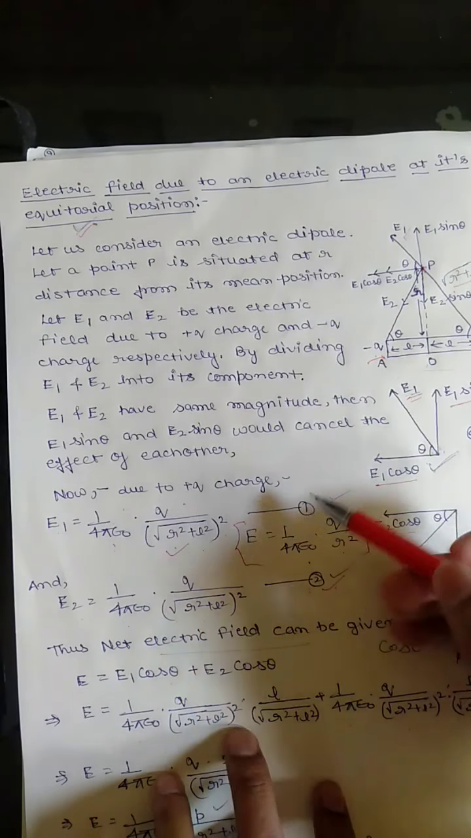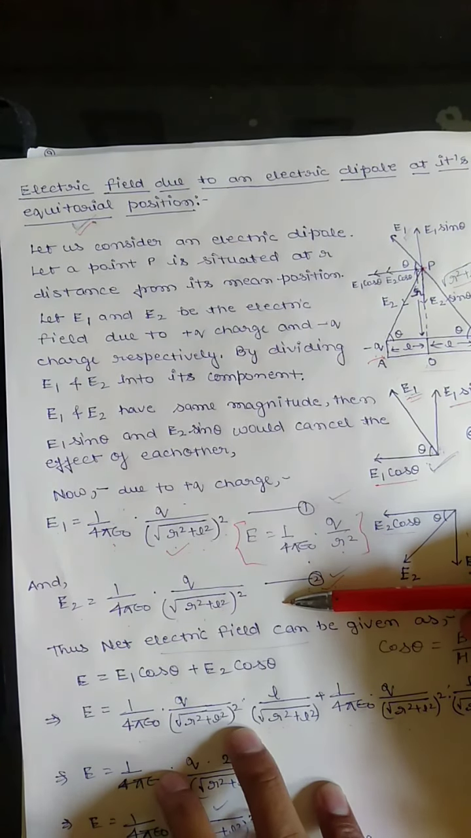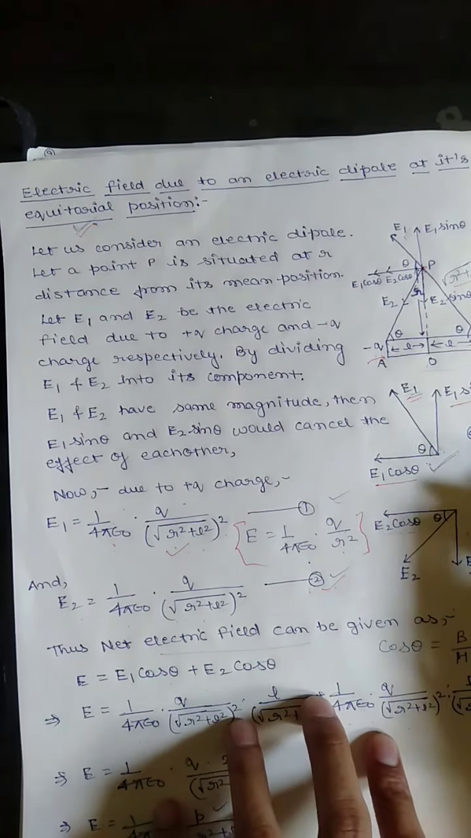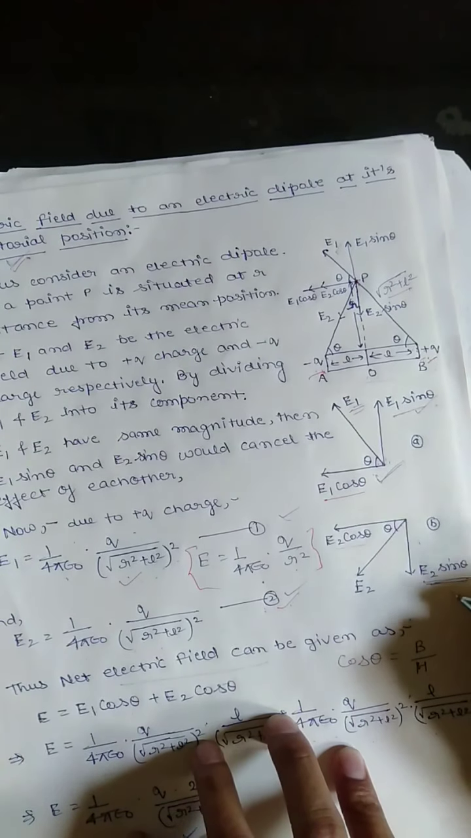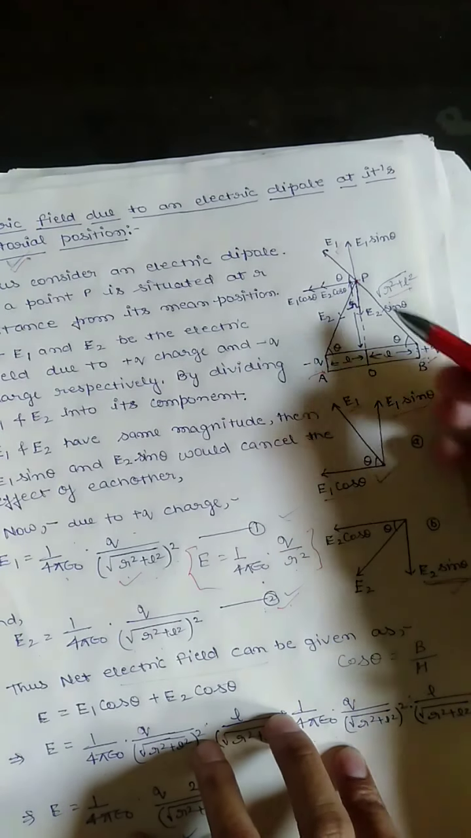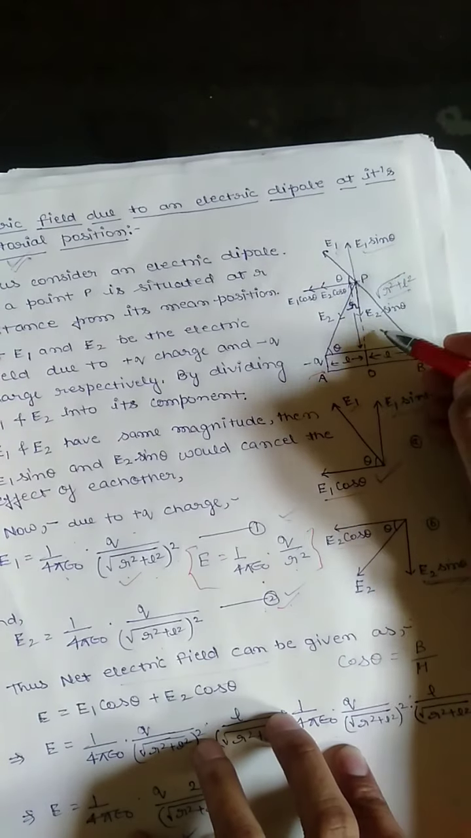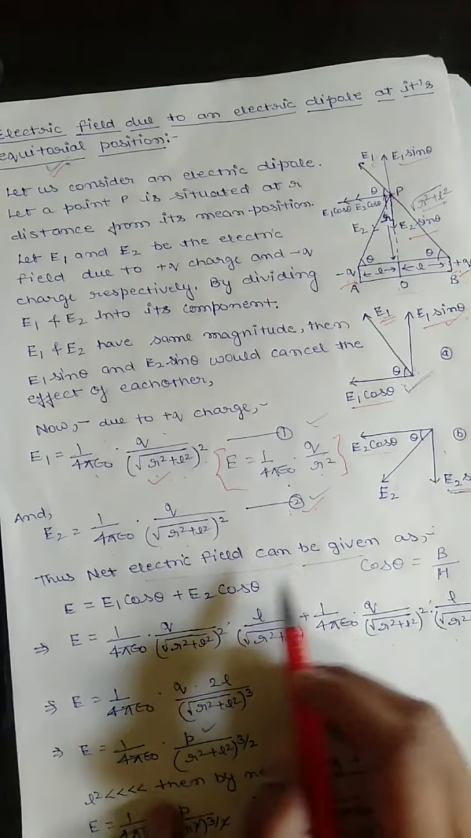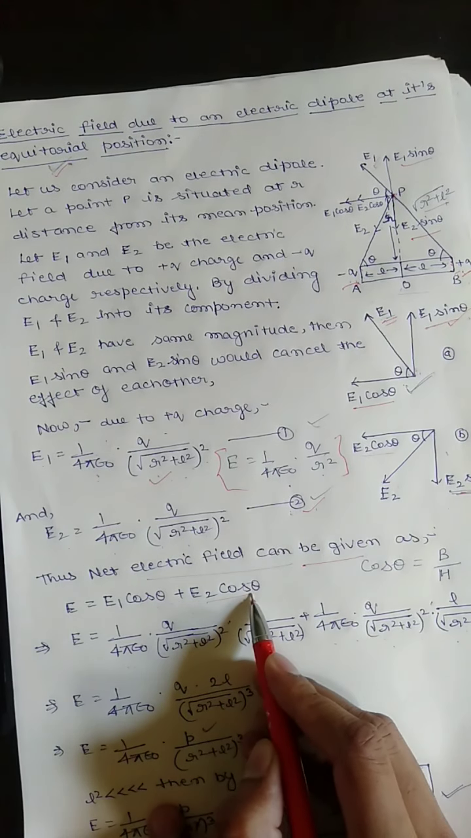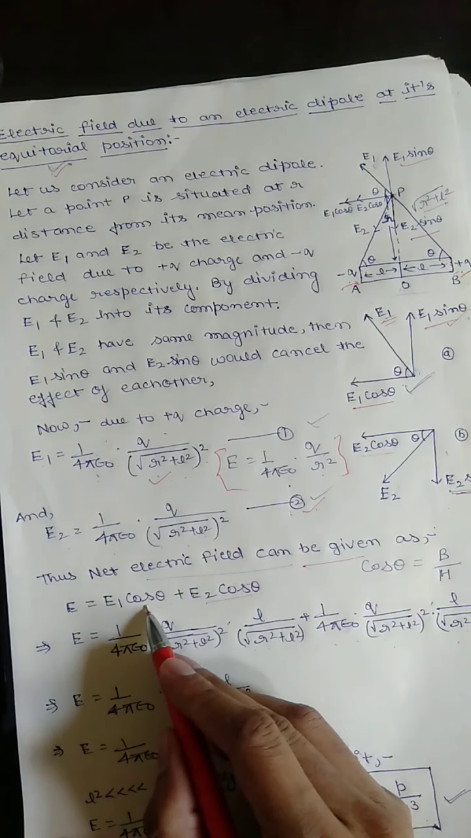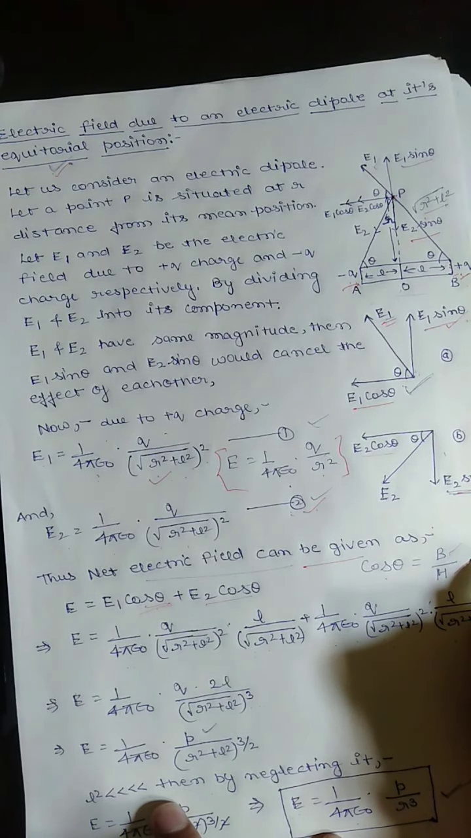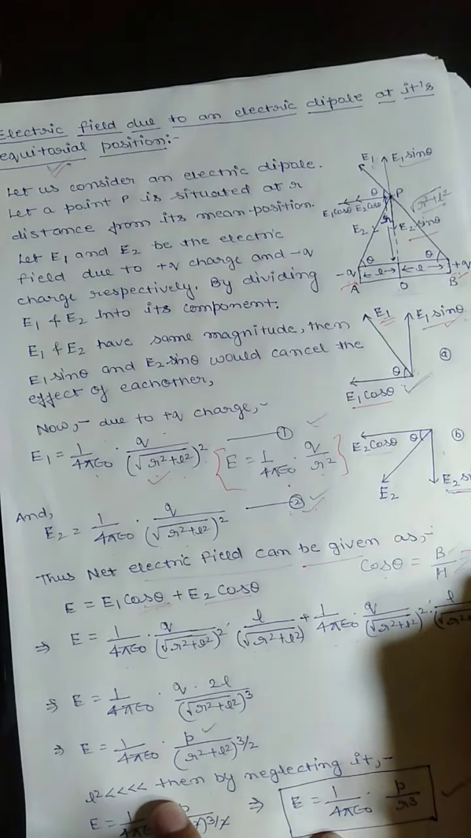Now from equations 1 and 2 it is clear that E1 and E2 are the same. So E1 sin theta would cancel the effect of E2 sin theta as shown, because they act in opposite directions. Thus the net electric field is E equal to E1 cos theta plus E2 cos theta. Here we find the value of cos theta, that is base upon hypotenuse. What is the base? The base is L and the hypotenuse is under root r square plus L square.